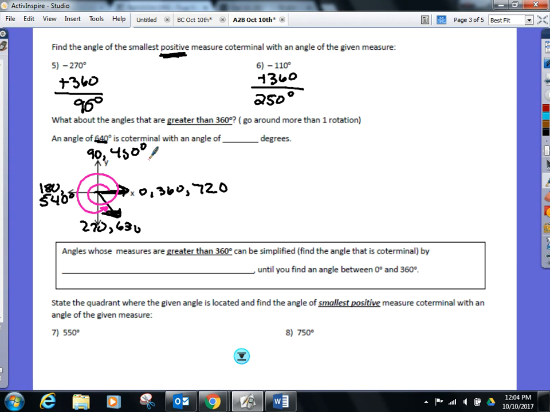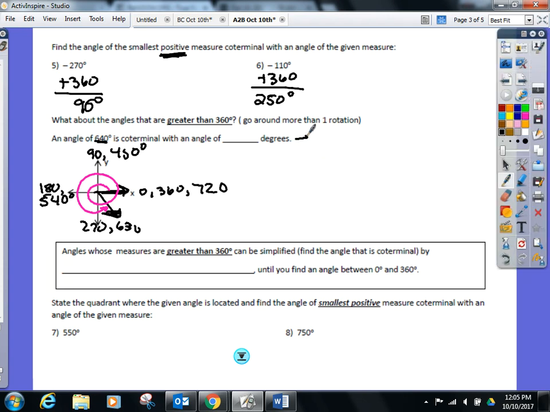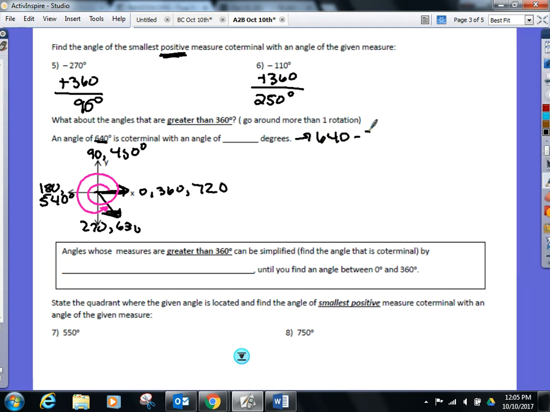Can you give me another angle that shares that same terminal side other than 640? That's a little smaller than 640. What is it? Why? So all you're doing is taking that 640 and subtracting 360. Yep, and you end up getting 280 degrees. Yep. Those two angles share the same terminal side.